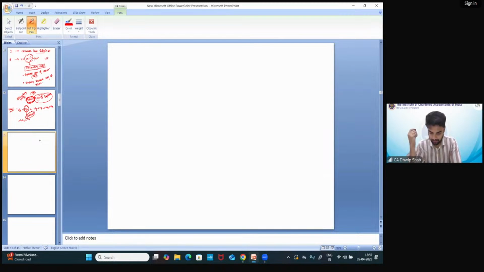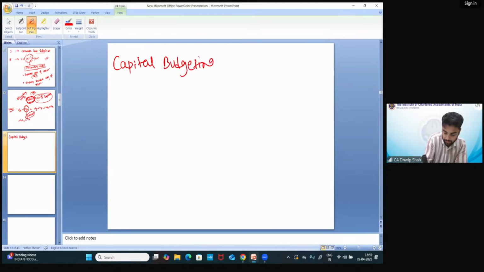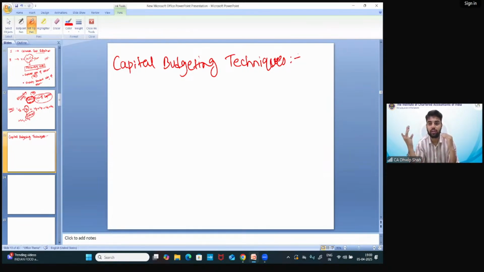Now let's move ahead. So under the capital budgeting chapter, under investment decision, there are seven different ways to decide whether to invest in the project or not. There are 7 different techniques that will help you in deciding whether to invest in the project or not. And those techniques are called capital budgeting techniques. These techniques are nothing but methods or ways to decide whether to invest in the project or not.